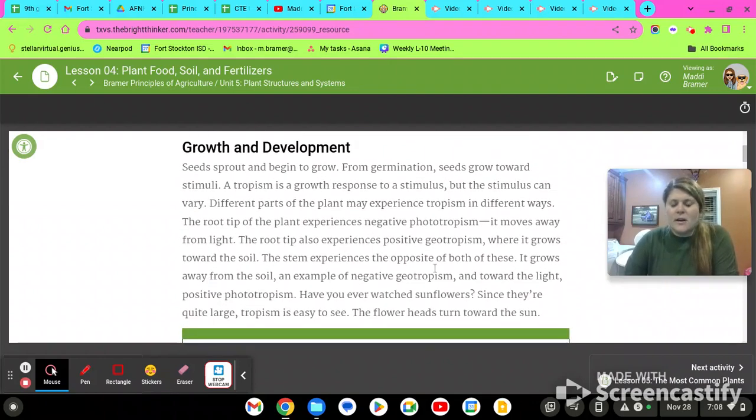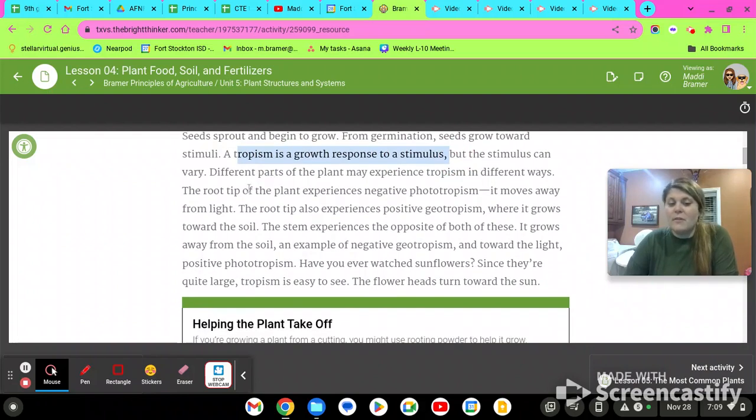Okay, so we just talked about how plants are reproduced and how they start growing from a seed, right? So from germination, seeds grow toward stimuli. Stimuli is typically going to be like sunlight. So a tropism is a growth response to a stimulus, but the stimulus can vary. So you may have heard of phototropism. That's where the plants go to light.